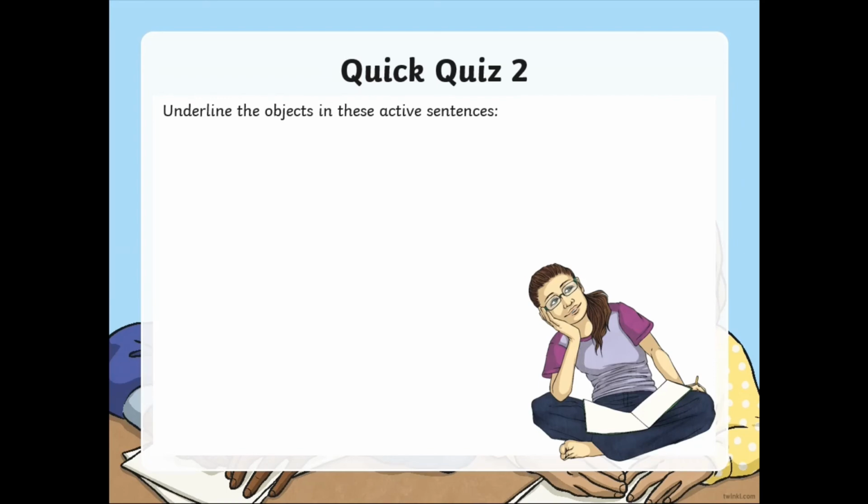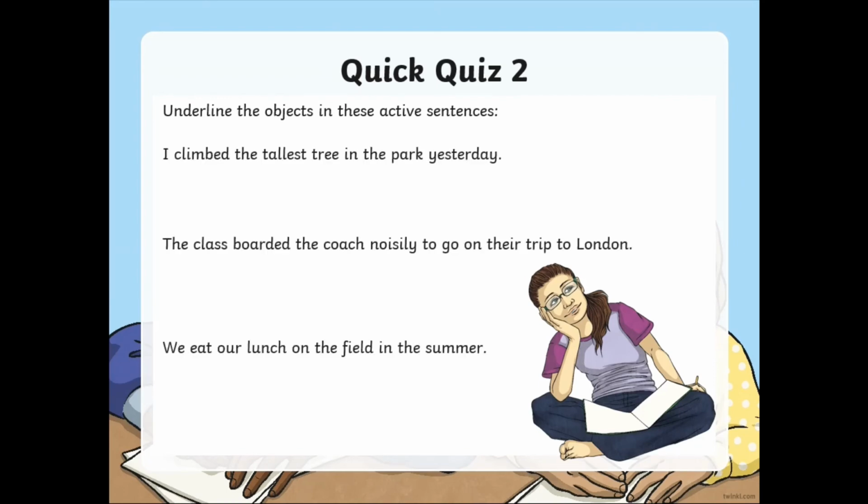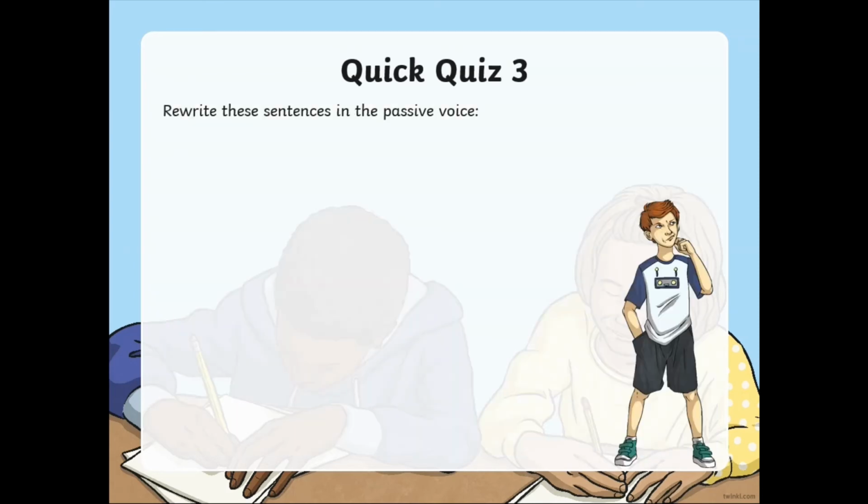Now, underline the objects in these active sentences. There's the first one done for you. I climbed the tallest tree in the park yesterday. Coach. And then the last one, lunch.